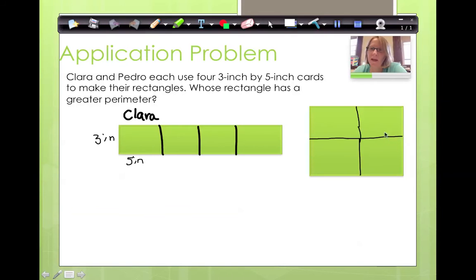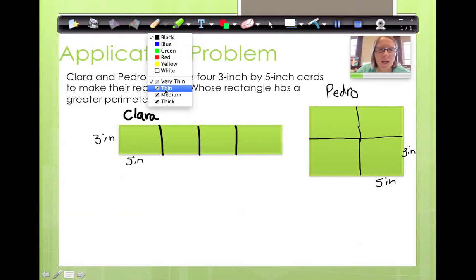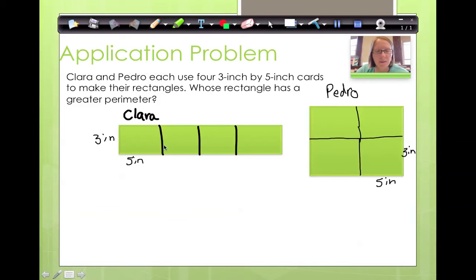Okay. Now, he took his like this, and he set them by the sides. So this right here would be his 3-inch side, and this would be his 5-inch side. Okay? Now, what do we know about adding up our shapes? So let's find the perimeter for Clara's.